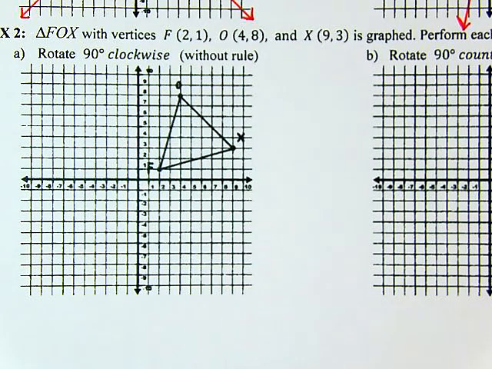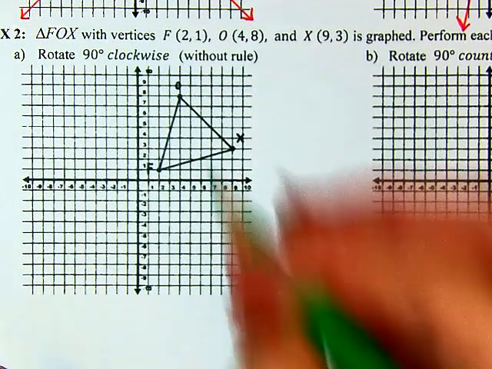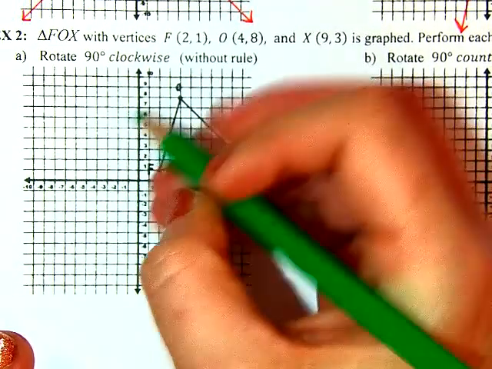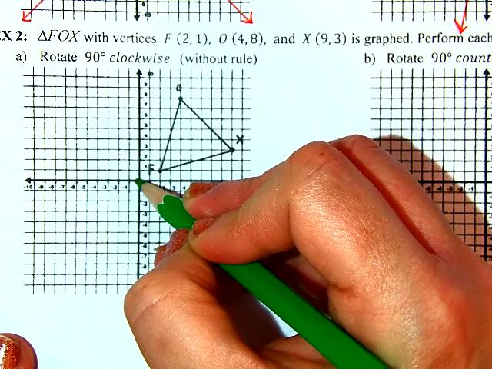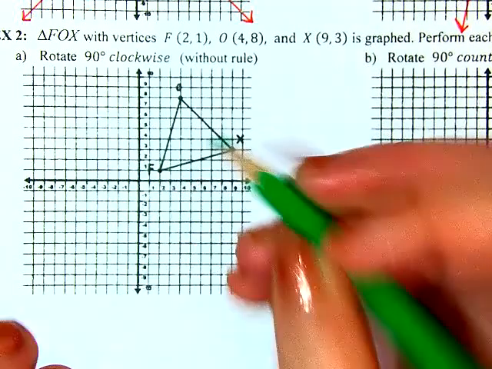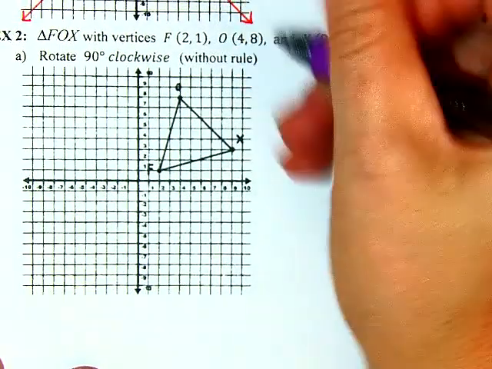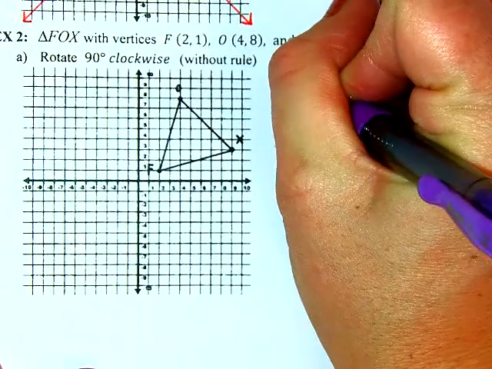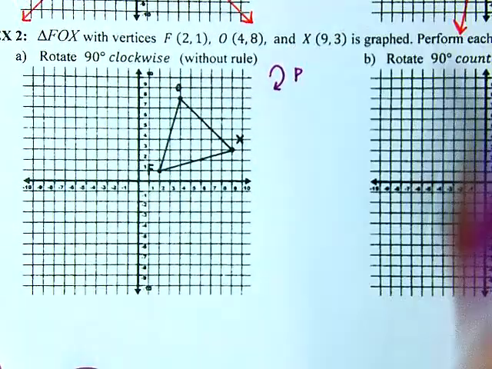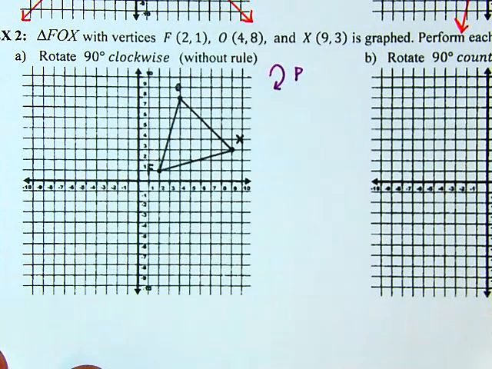So if I look at point F first, so here is F, okay? So here's the origin, that's the point that I'm always rotating around. So I want to go clockwise, so I'll probably just anchor myself here. 90 clockwise means I'm going to the right. I'm going with the clock.